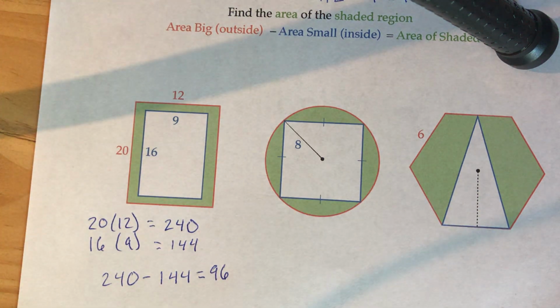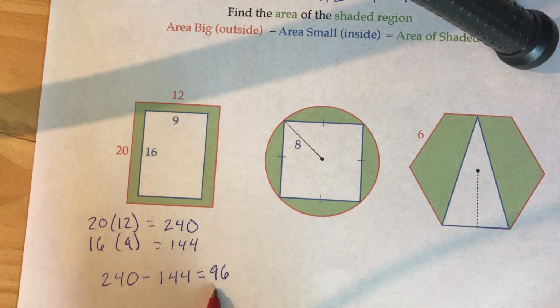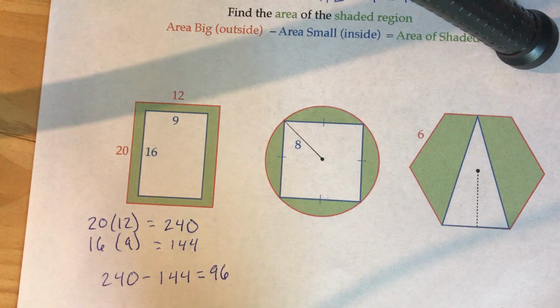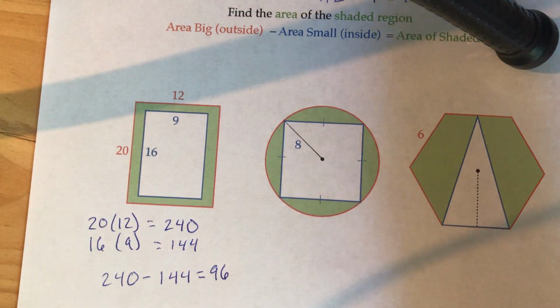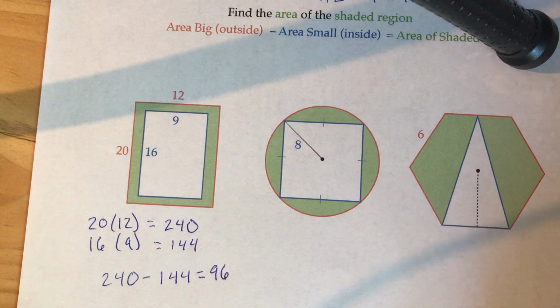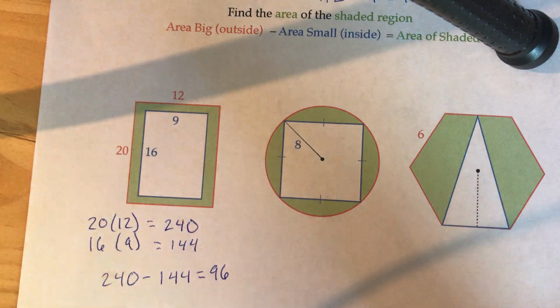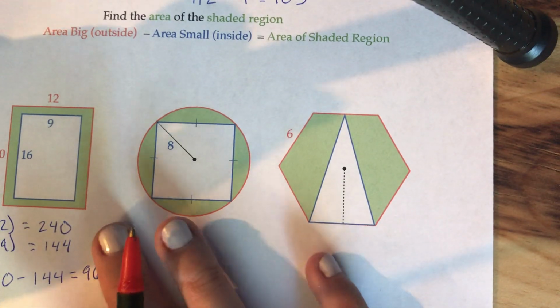Okay, and if they give you units, you definitely want to put units. I'm not giving any units here, so I'm just going to be sticking with these numbers. Another thing to remember is if for some reason you got this 144 and 240 switched, you should not have a negative area, okay? That just doesn't make sense. You can't be negative somewhere. So that would be a good way to check yourself. If this becomes a negative 96, then you probably did something wrong. So make sure you do your bigger area minus your smaller.